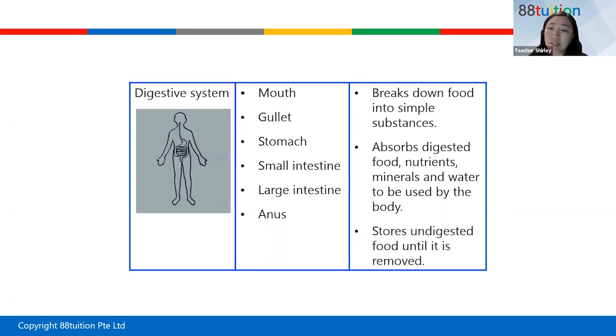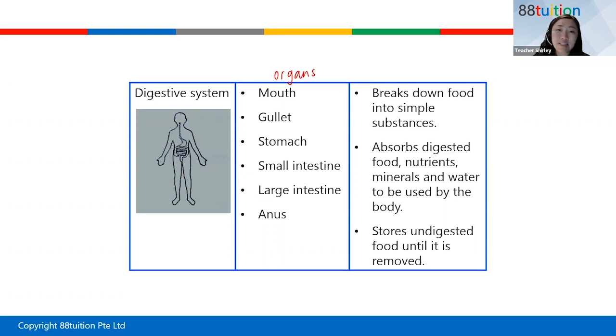Okay, let's go back to the content, the digestive system. So the organs are your mouth, gullet, stomach, small intestine, and large intestine. Anus is definitely good to know. It's not really under the syllabus to know the function of the anus, but I think it's always good to know. The anus is basically the location where feces exits from your body, usually into the toilet bowl.